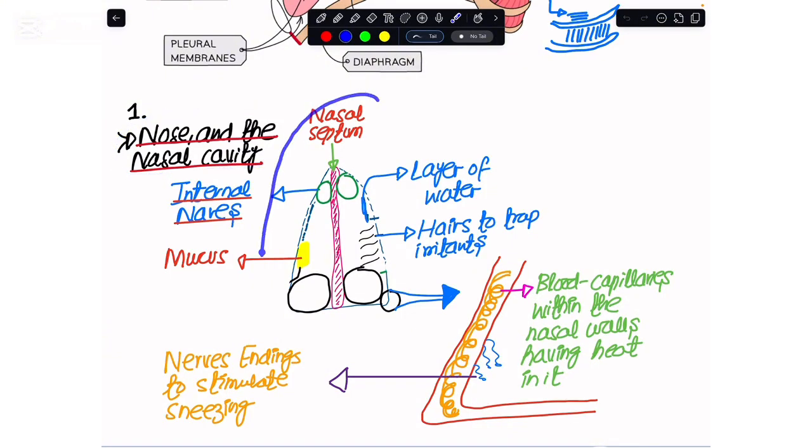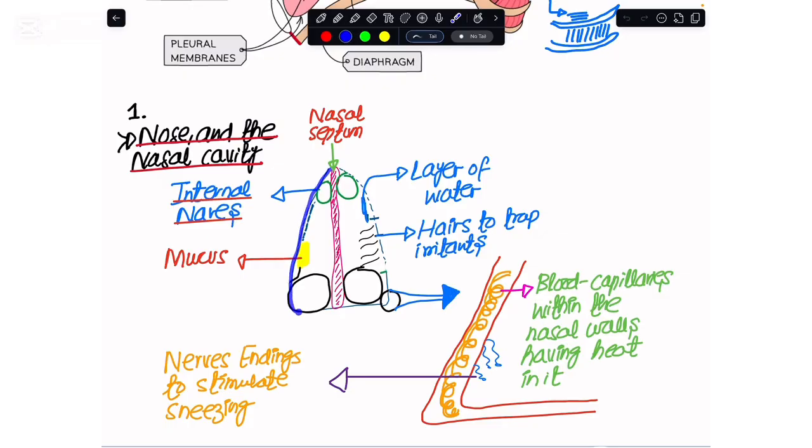cavity. If you see, this is the nose that is drawn for you, and inside we have this space, which is termed the nasal cavity. On the outside of your nose, you have these openings, which are termed external nares, and likewise on the inside of the nose, we again have two openings, which are referred to as the internal nares.